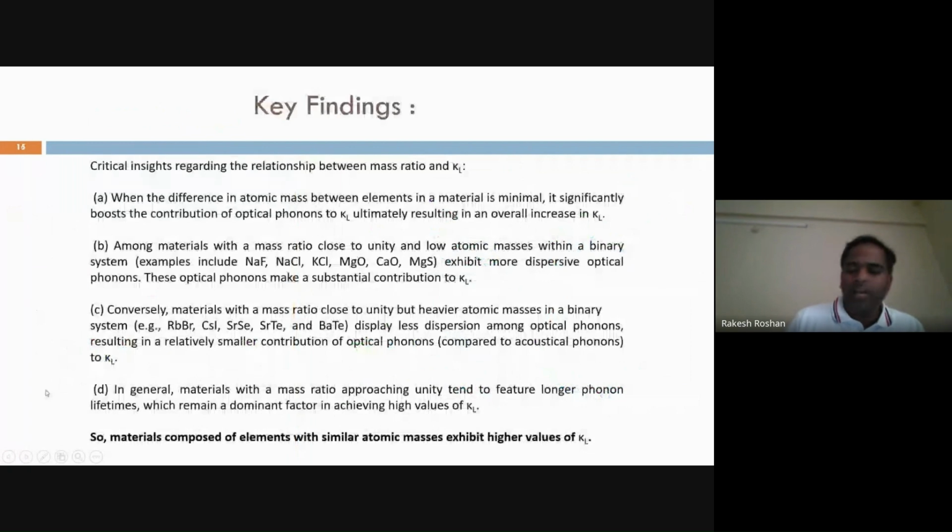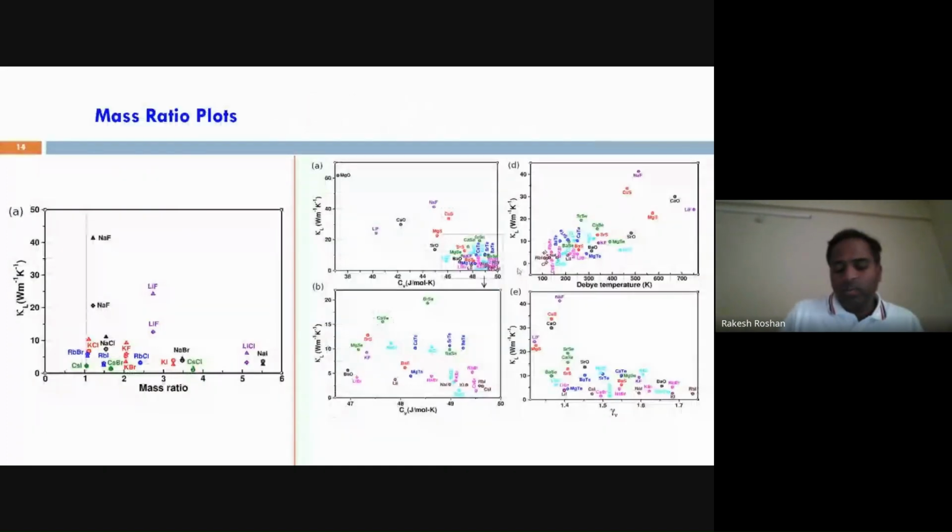Among materials with a mass ratio close to unity and low atomic masses within a binary system, they exhibited more dispersive optical phonons, and these phonons made a substantial contribution to KL. So here in the phonon curves, the lower frequency ones, let me just go back quickly.